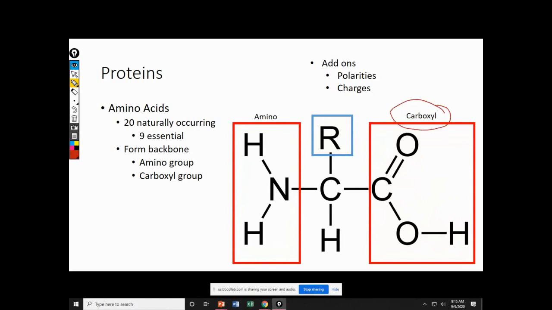What other molecule has a carboxyl group? A lipid. Good. Okay, well, that's not great, I guess. So now we found something that's similar with another compound. Okay, so proteins and lipids both have carboxyl groups.